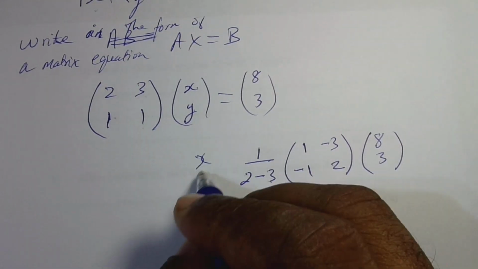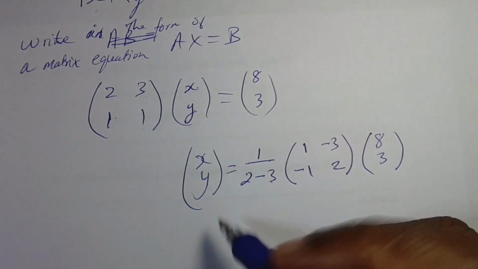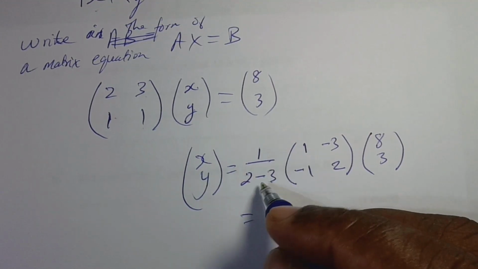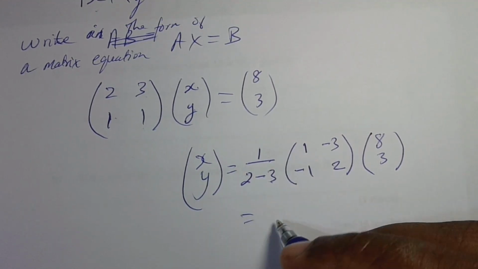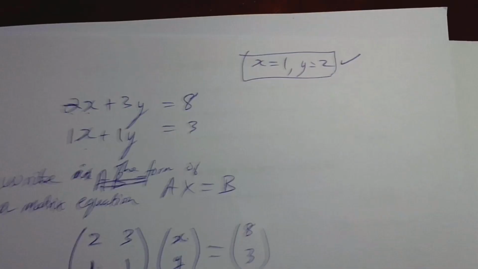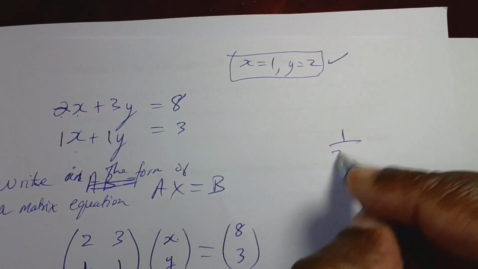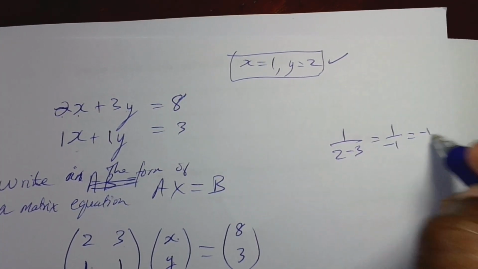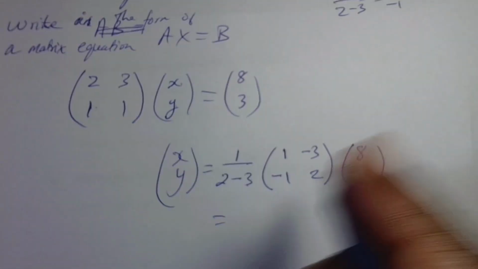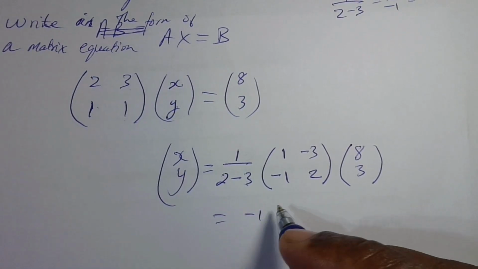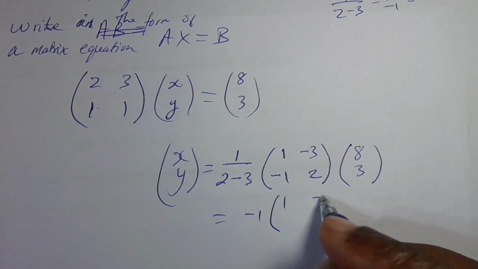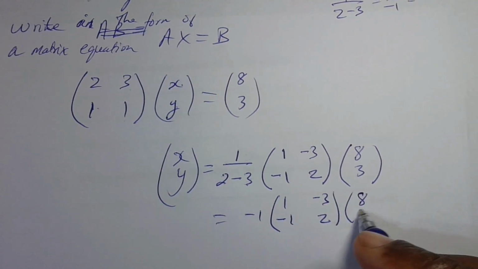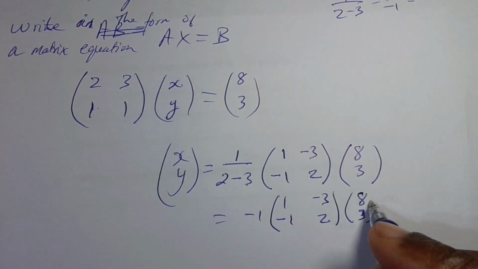Alright, and that will give us x, the matrix with components x and y. So let's simplify that. 2 minus 3 is actually negative 1. So if we were to simplify that, we have 1 over 2 minus 3, that will give us 1 over negative 1, which of course is negative 1. So this will give us negative 1 times the matrix 1, negative 3, negative 1, 2, then 8, and well, we may choose 8 and 3 as components.